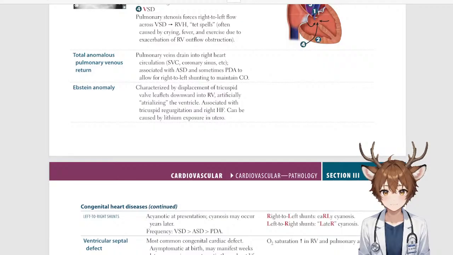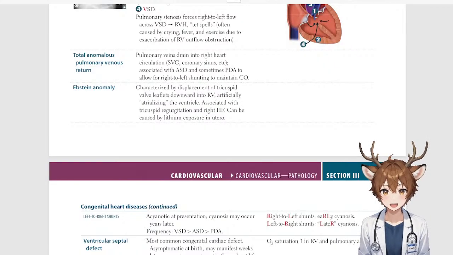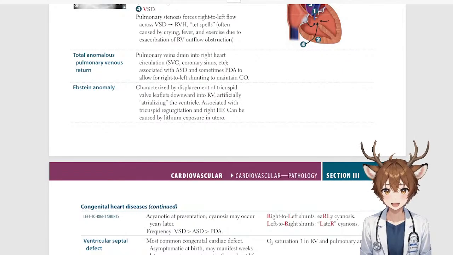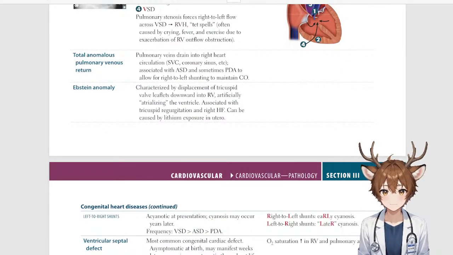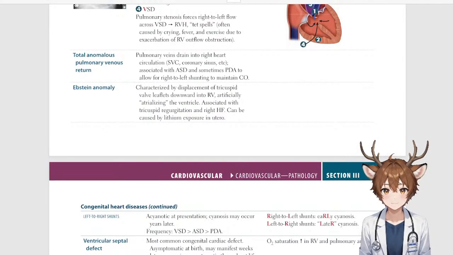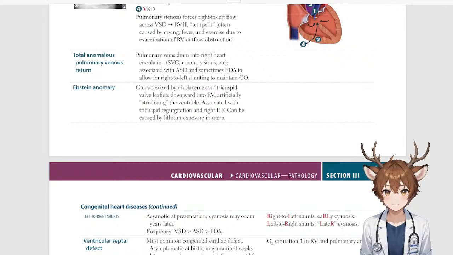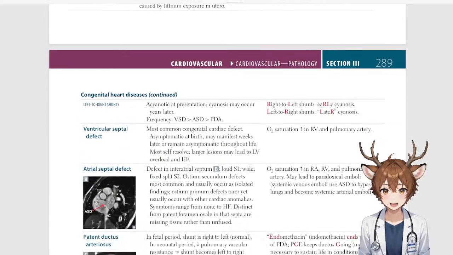Ebstein anomaly: displacement of tricuspid valve leaflets downward into the right ventricle, artificially atrializing the ventricle, associated with tricuspid regurgitation, accessory conduction pathways, and right-sided heart failure. Rare, can be caused by lithium exposure in utero. Now on to the next page.